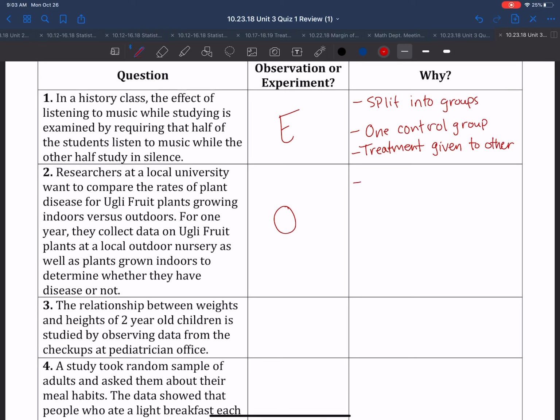And our reason why, there's no treatment applied to the plants. They're just finding them inside or outside. And just to note, they're just observing both indoor and outdoor plants.